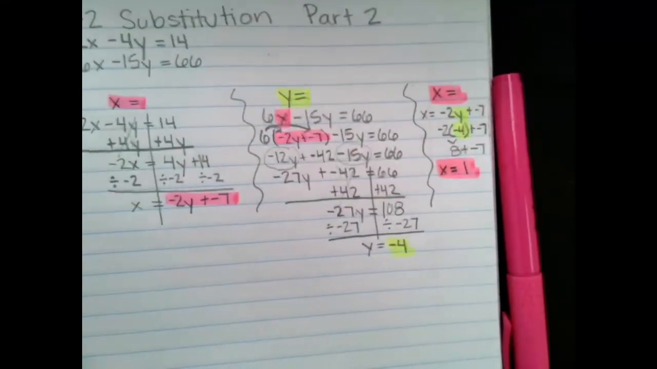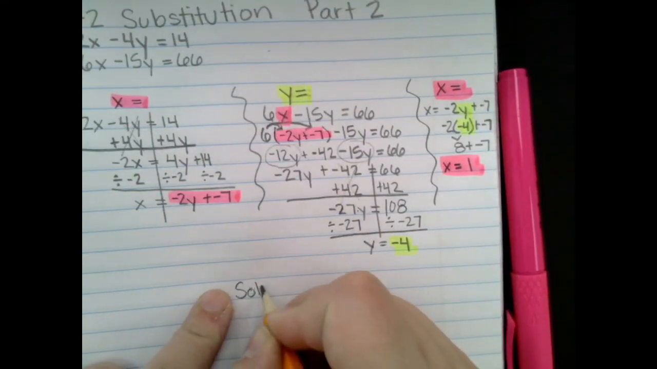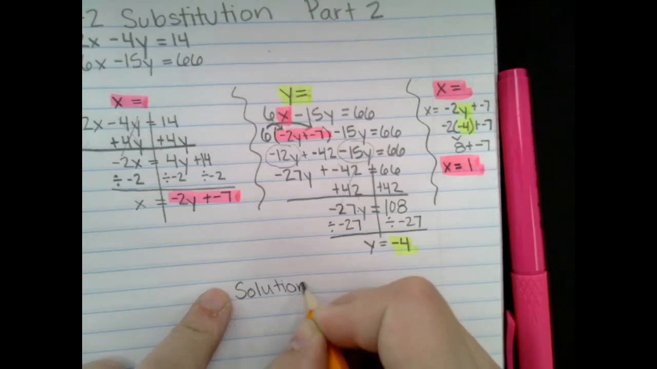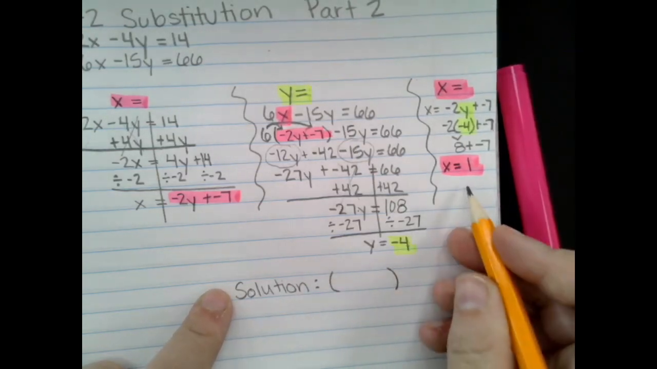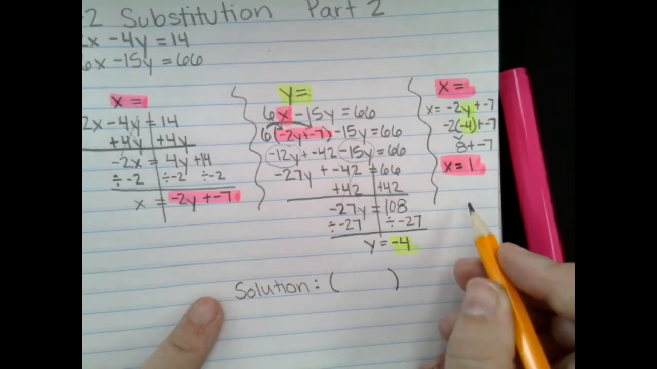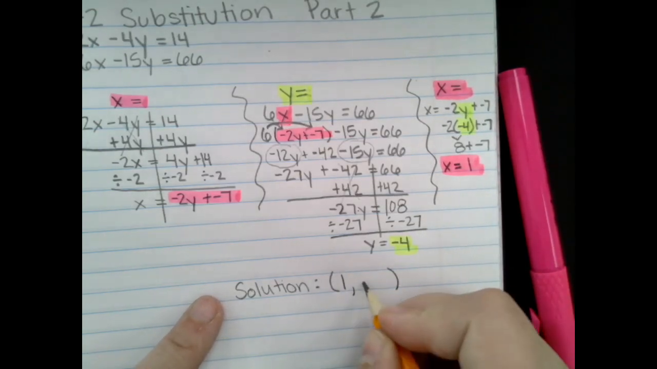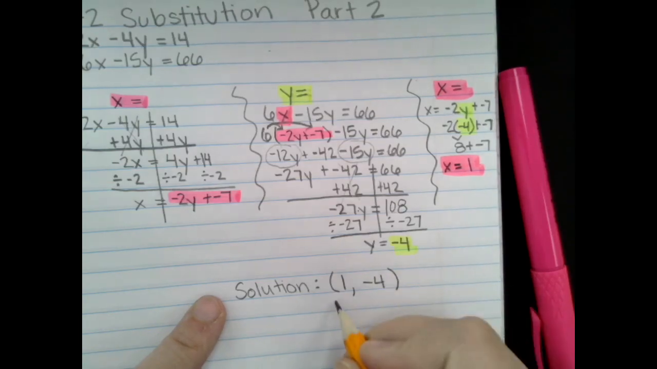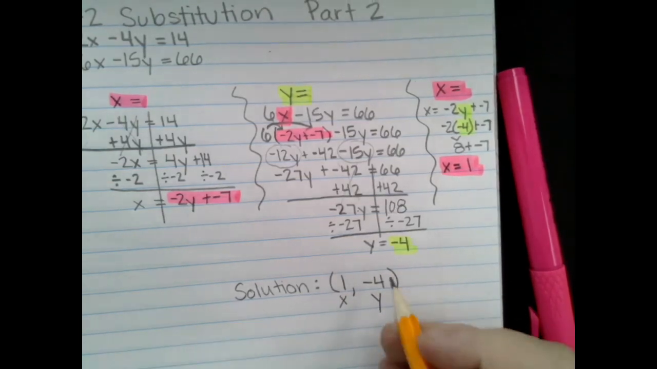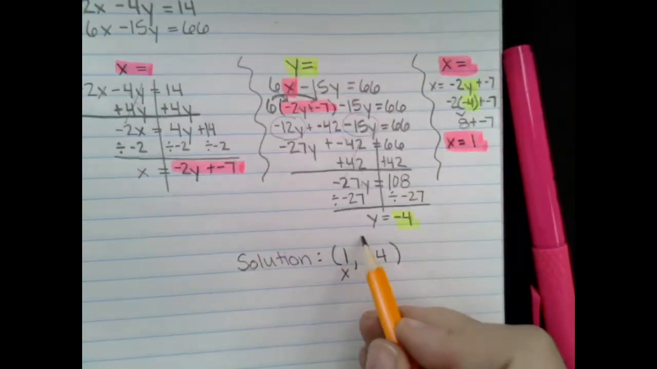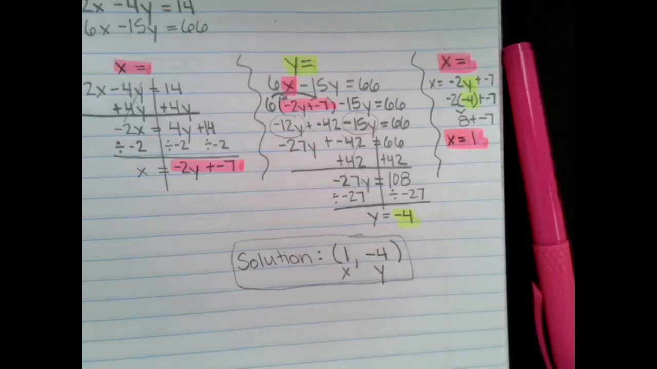Last official step that we're going to do is write out our solution. Is it going to be negative 4, 1, or 1, negative 4? Why does 1 come first? Good, it's x, and in an ordered pair, what always comes first? X. All right, so write that down.